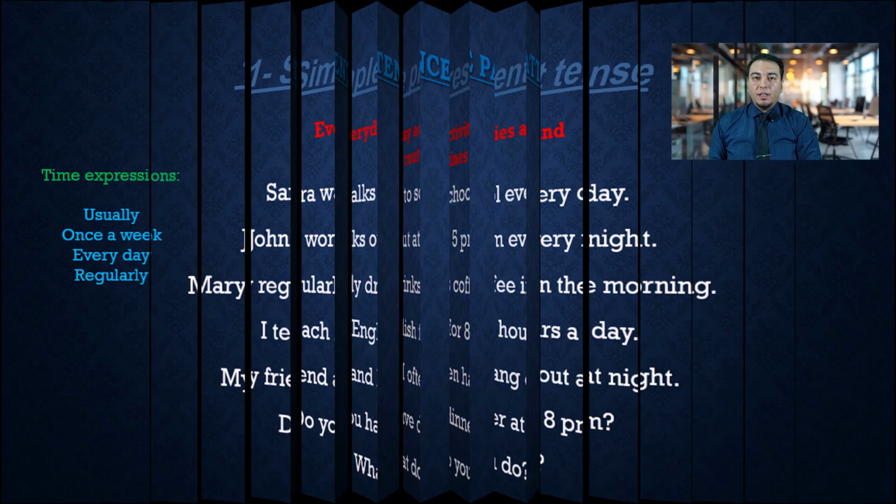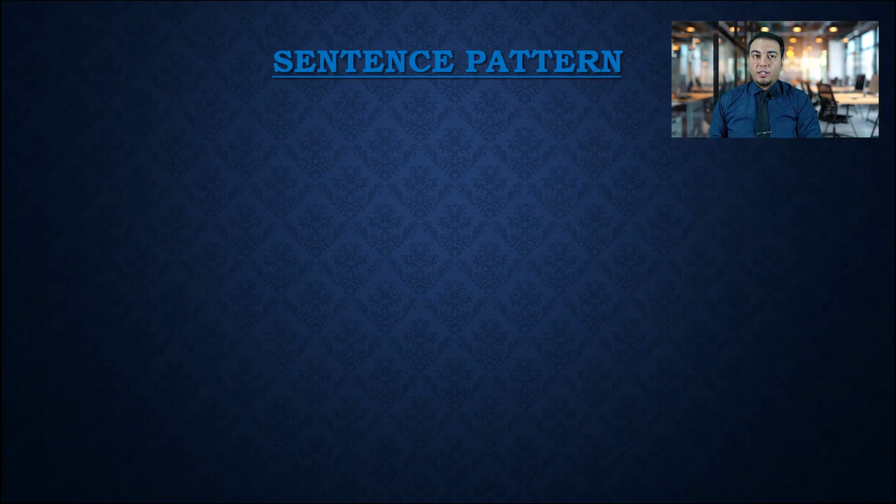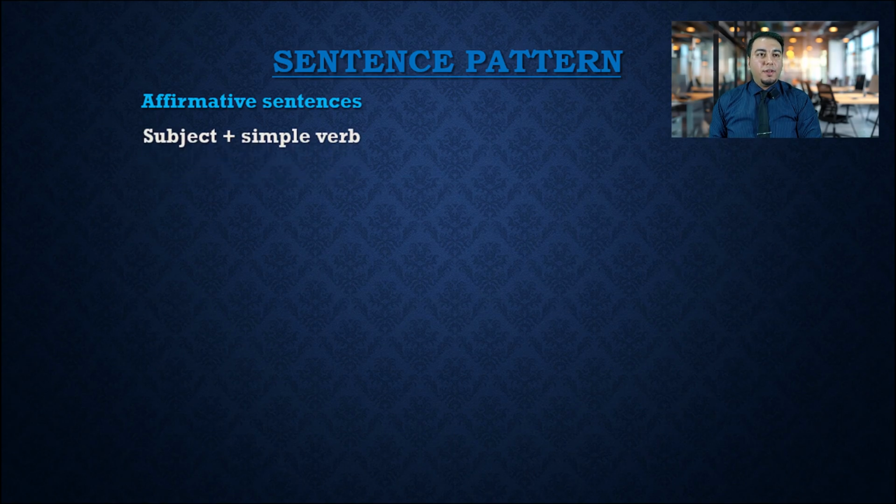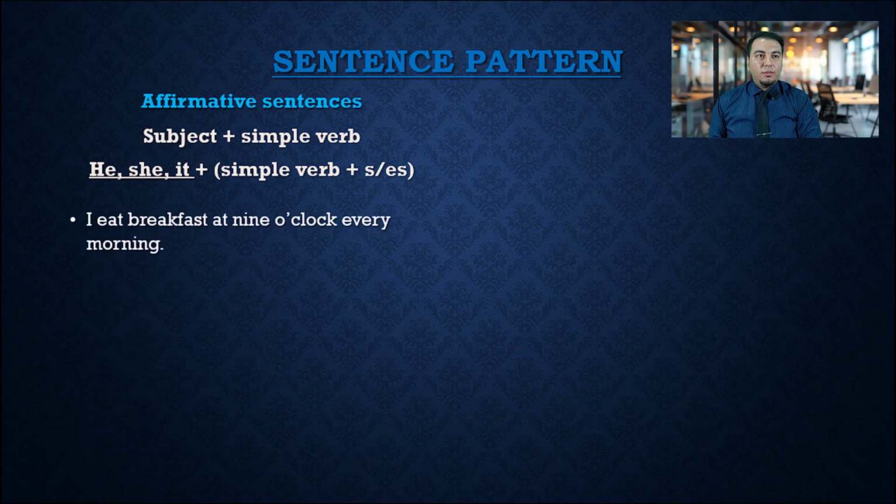Okay, now let's move to sentence patterns. For affirmative sentences, we use this structure. First, we write the subject and then we have the simple verb. But if the subject is he, she, or it, we need to add s or es at the end of the verb. For example, I eat breakfast at 9 o'clock every morning.